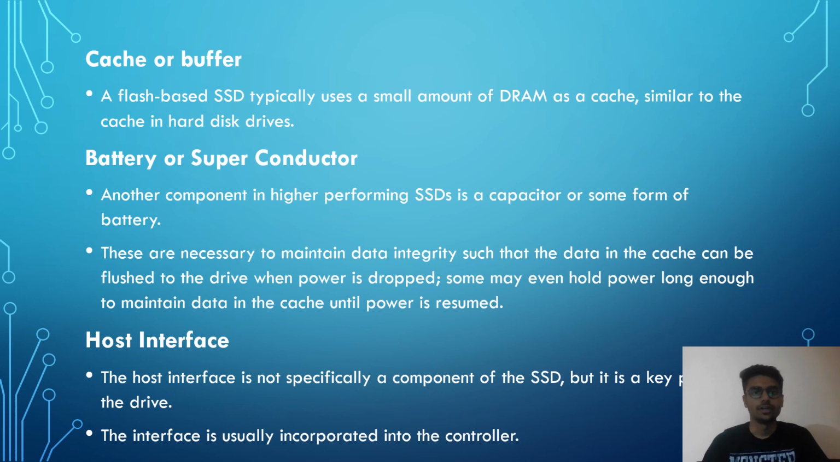Cache or buffer. A flash-based SSD typically uses a small amount of DRAM as a cache, similar to the cache in a hard disk drive. Battery or supercapacitor. Another component in high-performing SSDs is a capacitor, some form of battery. These are necessary to maintain data integrity such that the data in the cache can be flushed to the drive when the power is dropped. Some may even hold power long enough to maintain data in the cache until power is resumed.